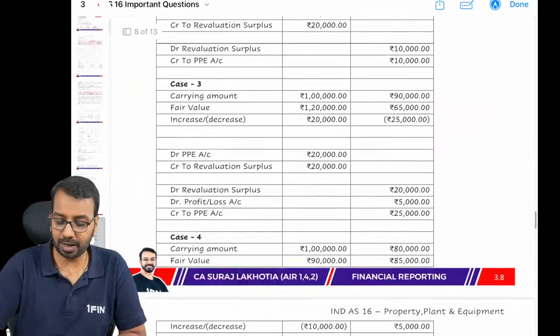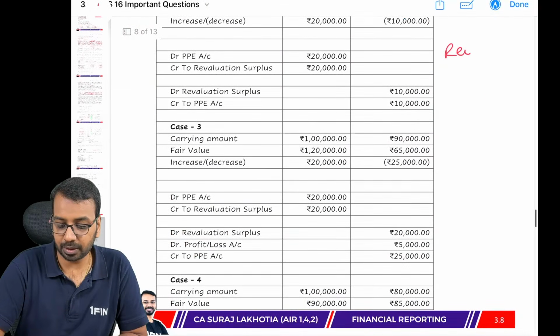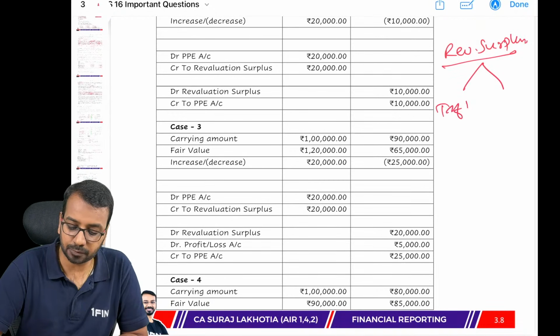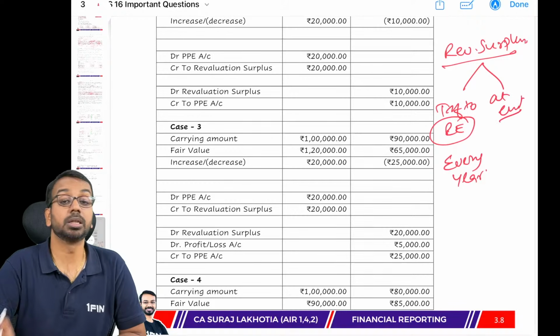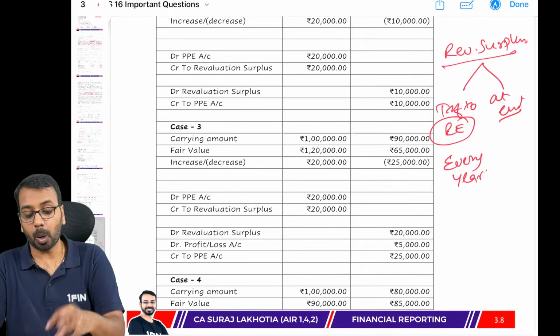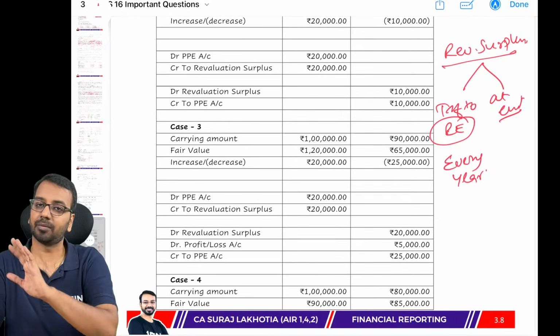One more thing, for revaluation cases, whatever is the revaluation surplus, what is the treatment? The entity has two choices. One, transfer to retained earnings every year, or at the end. The question will tell you whether the entity is transferring at the end of every year or whether it is transferring at the end of the period.